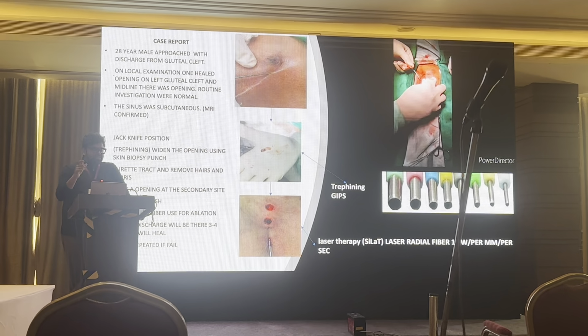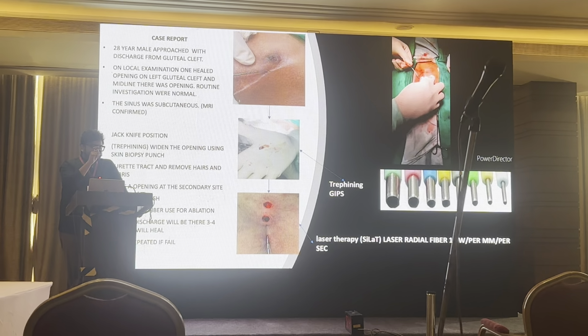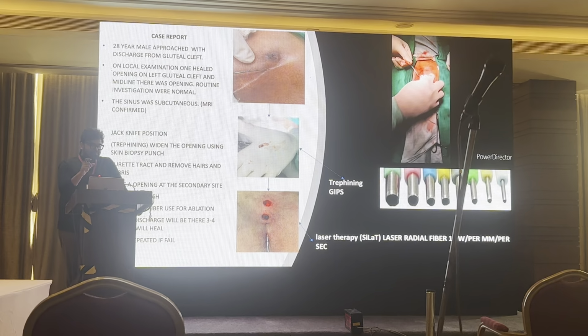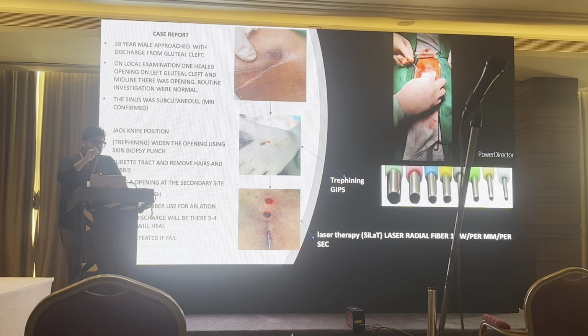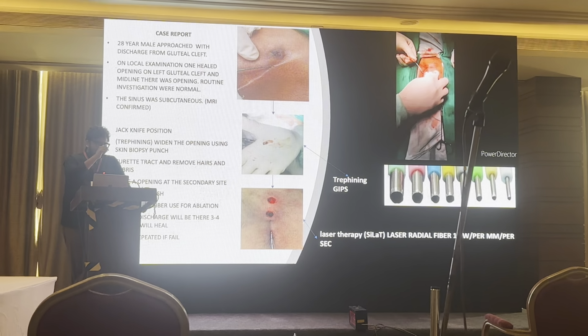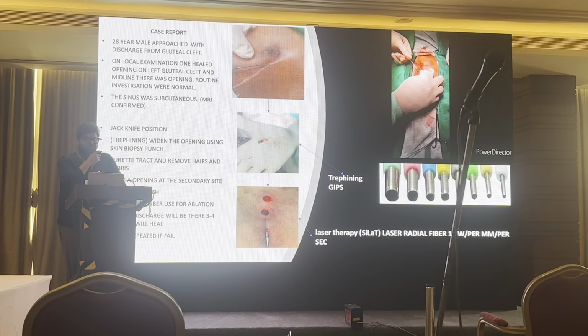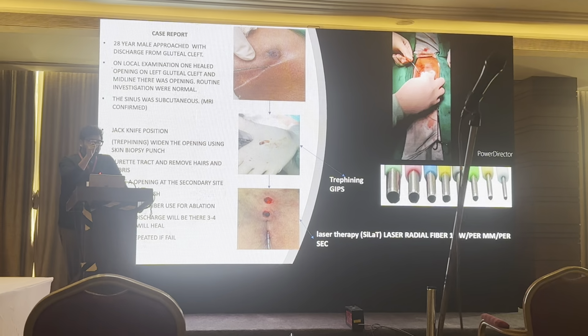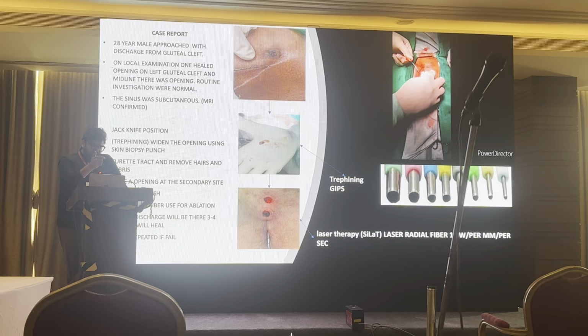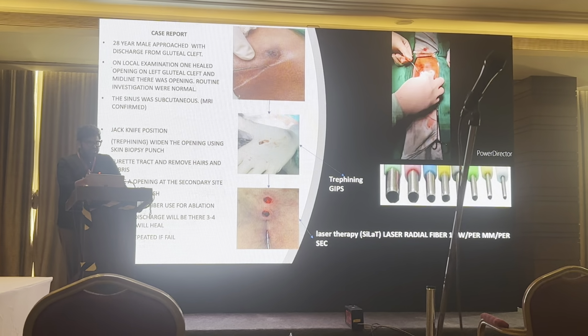It is nothing but a punch biopsy, that is, a skin biopsy punch. We use it to remove the pits, and if secondary openings are there, we remove those openings also. After removing those openings, you get the second picture. If you see the picture, you get the hair follicles or the complete track of the sinus.